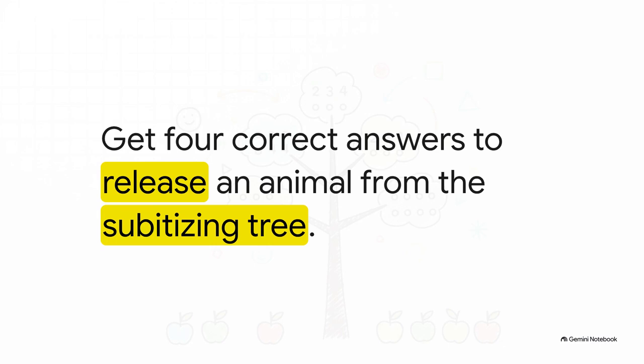And, we have to keep them motivated. The overarching goal here is incredibly fun for them. Set the animals free. Once a student gets 4 correct answers and lights up all 4 dots on their progress bar, they release a super cute animal from the subitizing tree. By giving them this highly motivating task, the app keeps them completely engaged in the repetitive practice they actually need to build that visual recognition.